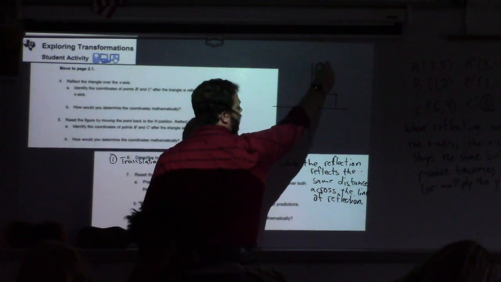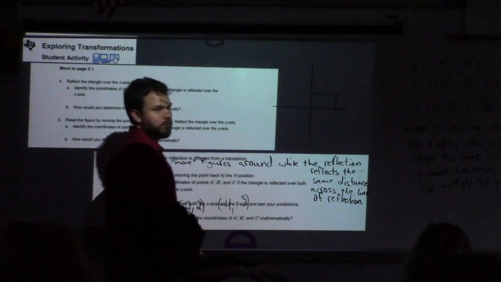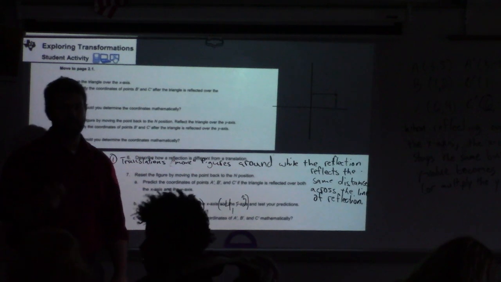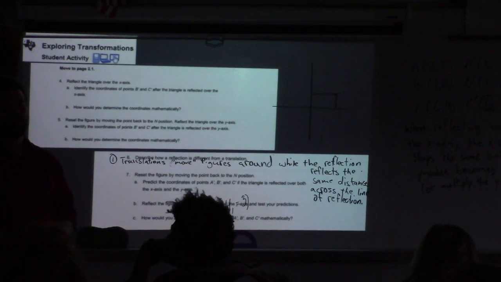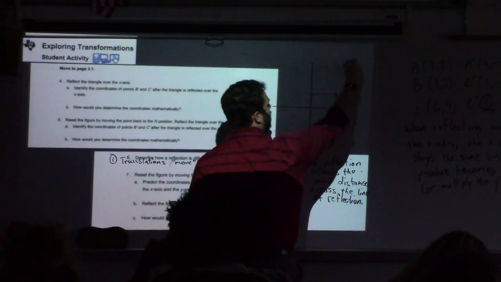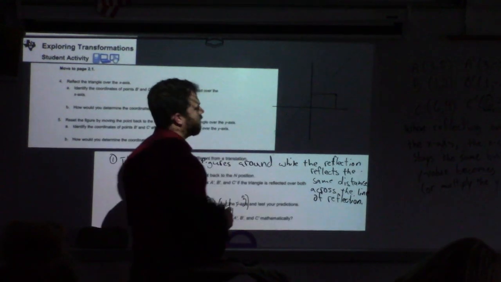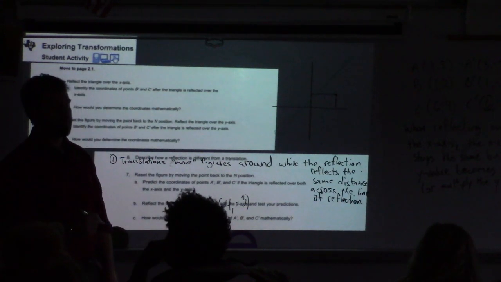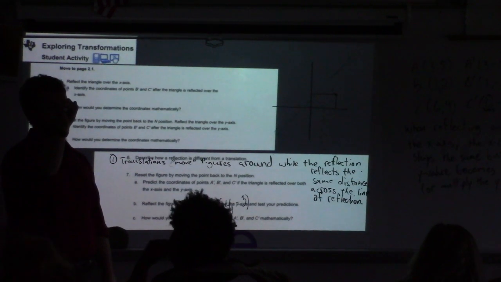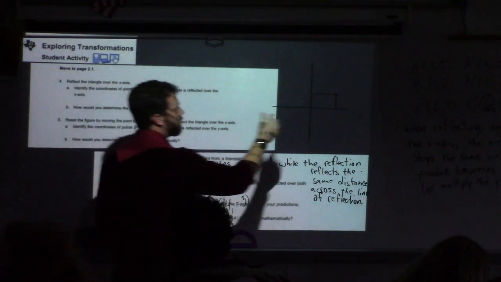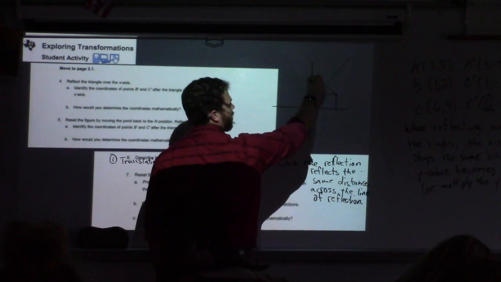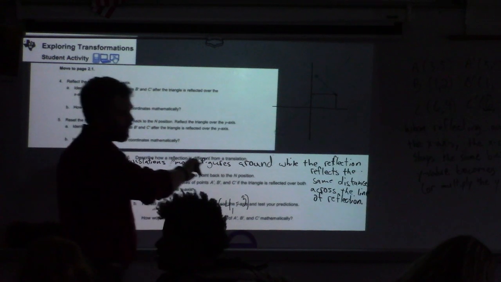However, could I draw a line right here and reflect across that? Yes. You can reflect over lines other than the axes. We're just focusing on the axes. Hey, could I draw this line in and reflect across it? It just has to be perpendicular and the same distance. It has to be perpendicular and then roughly the same distance. So that's a little off, but it'd be about that point.